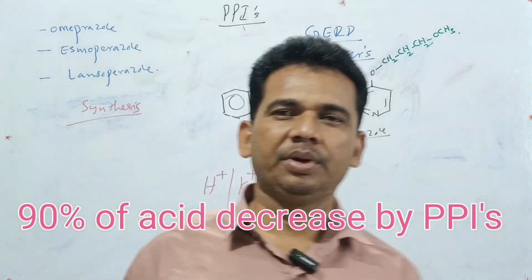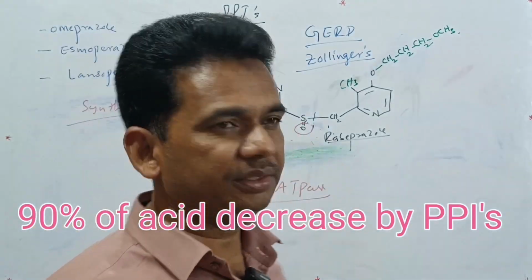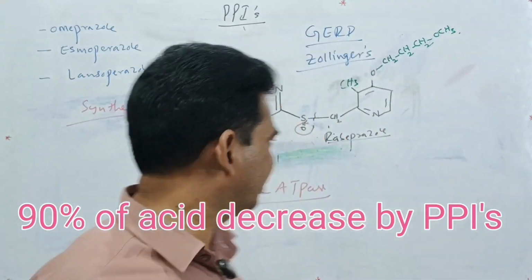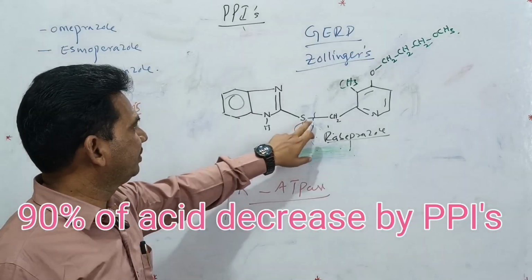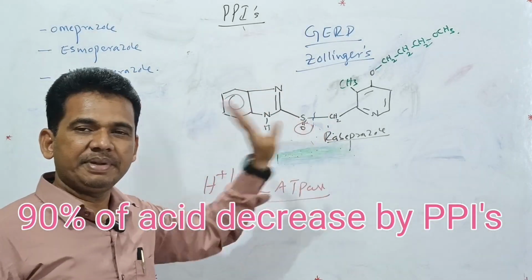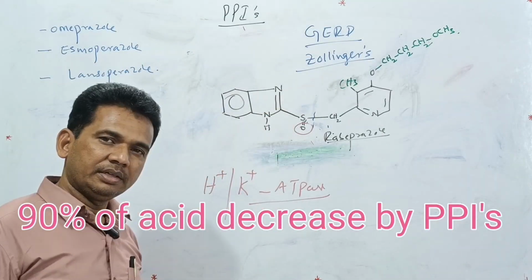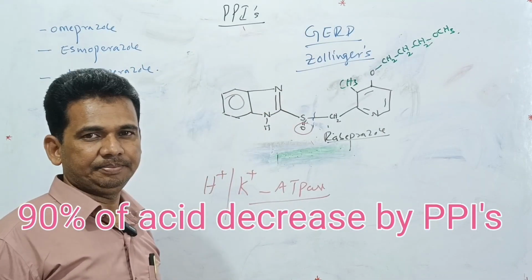Okay, I hope you have understood this topic. These are all the drugs. The mechanism is the same because all of them contain the sulfonyl methyl group. That's why the mechanism remains the same. All of them prevent the ATPase enzyme.